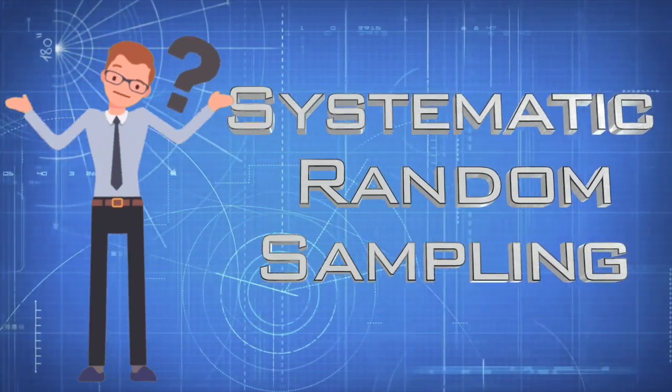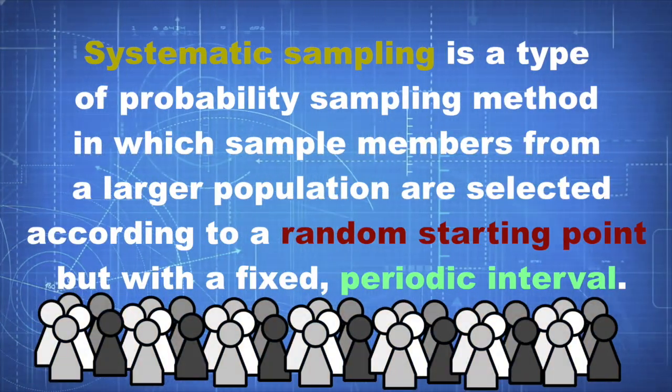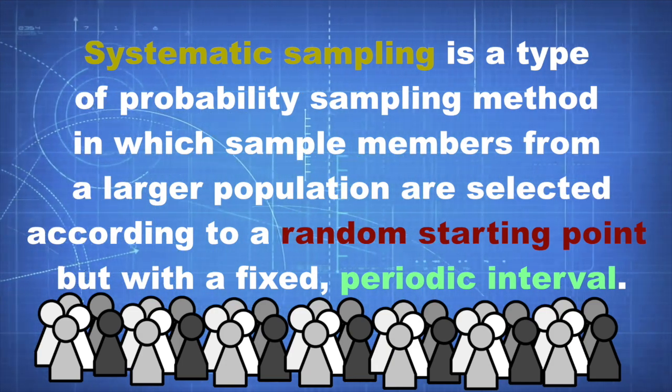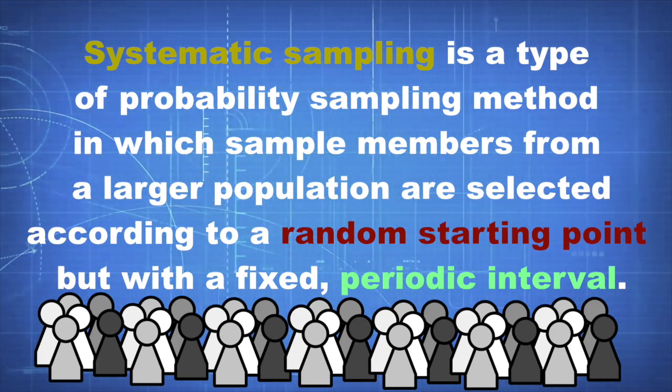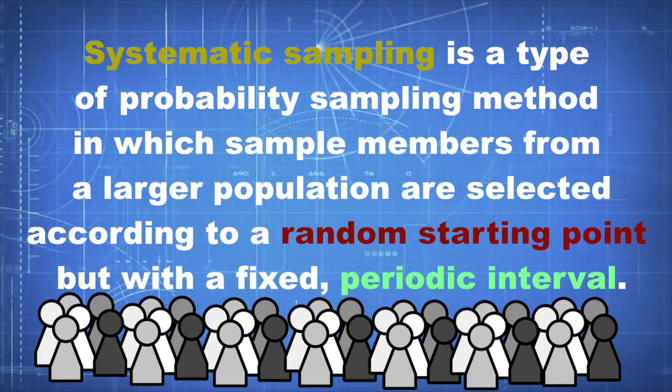What is a systematic sampling? Systematic sampling is a type of probability sampling method in which sample members from a larger population are selected according to a random starting point but with a fixed periodic interval.